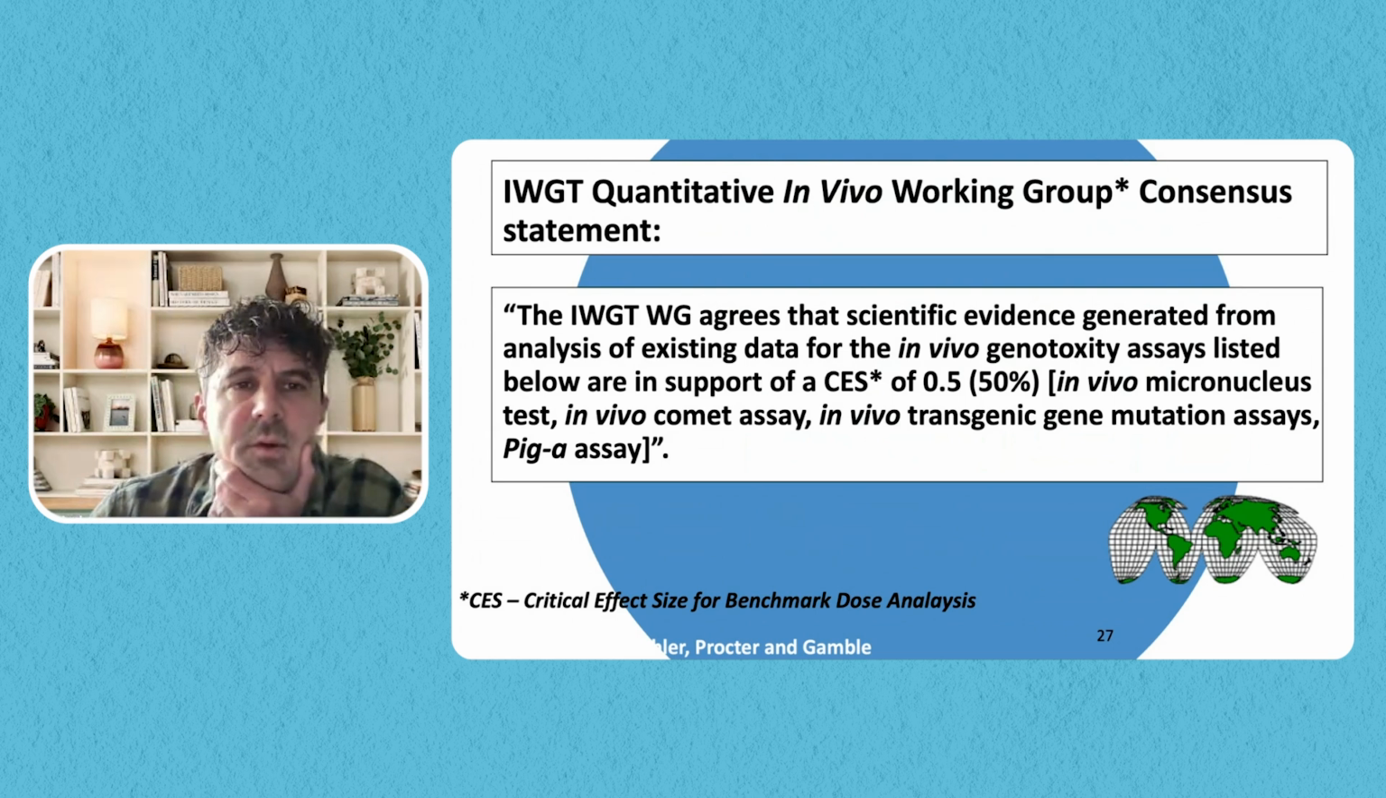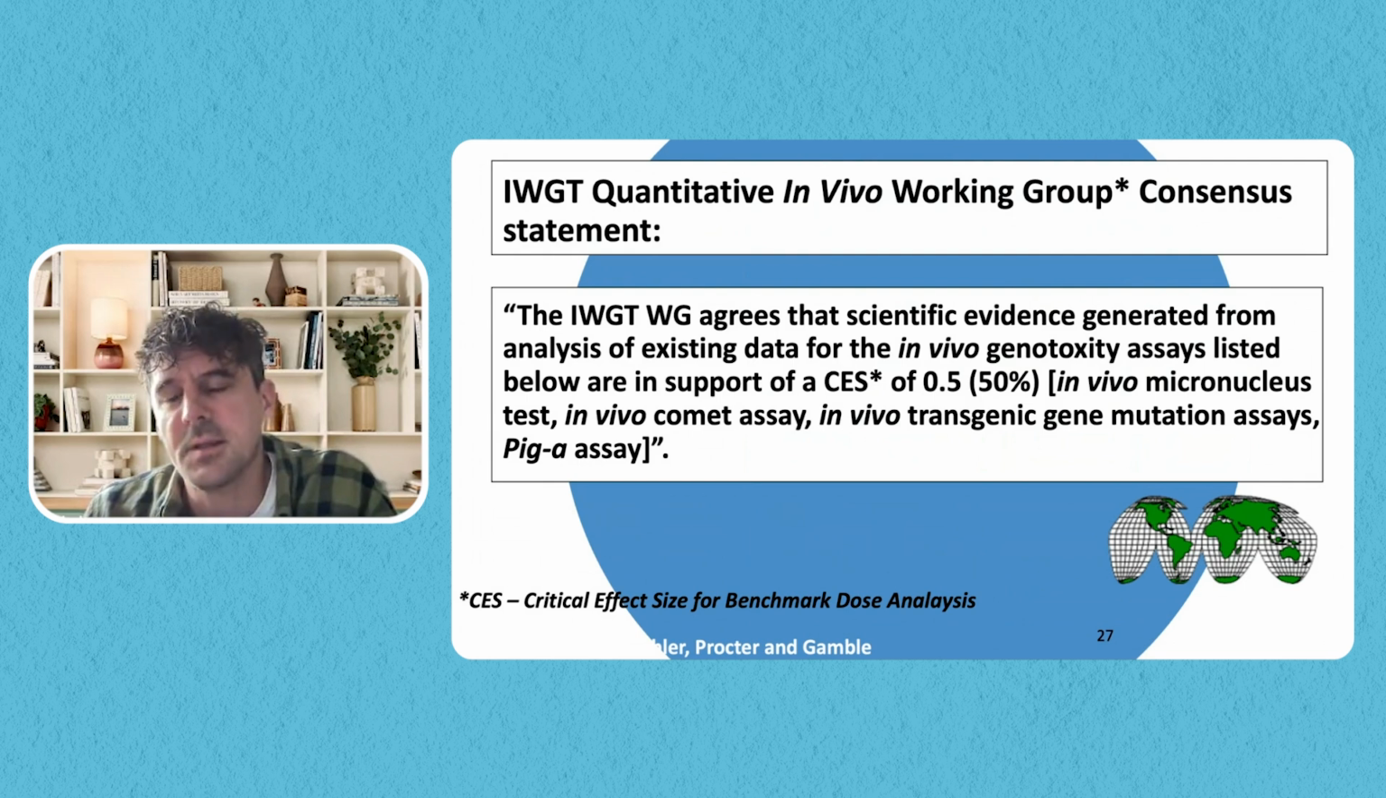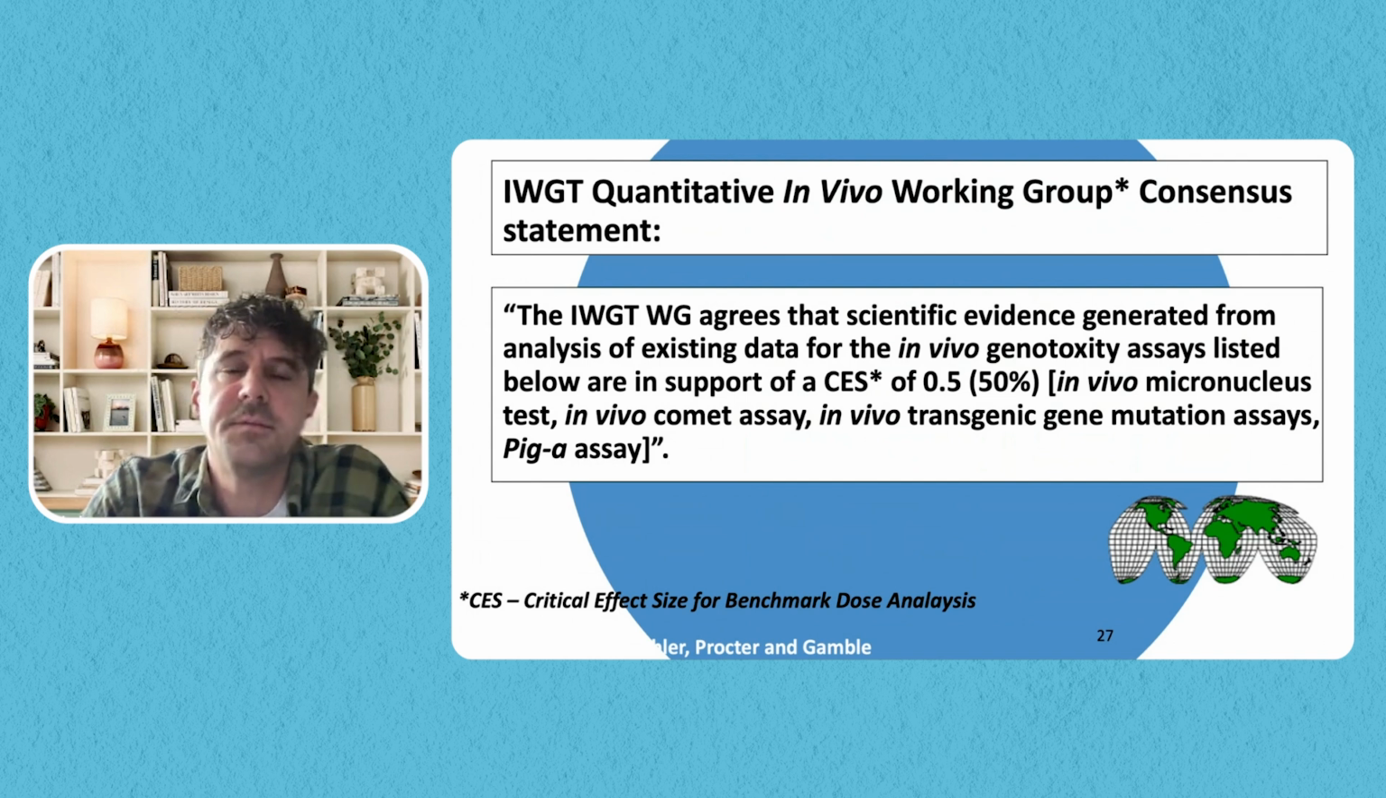So we've got this IWGT, the International Workshop on Genetic Toxicology. We met up in Ottawa, so that was another nice conference. I think there's a nice pub crawl at that one. Nice hotels, good science, and it was really good. Within that, we did agree that 50% was the critical effect size that should be used for in vivo gene tox data. We are publishing that this year.